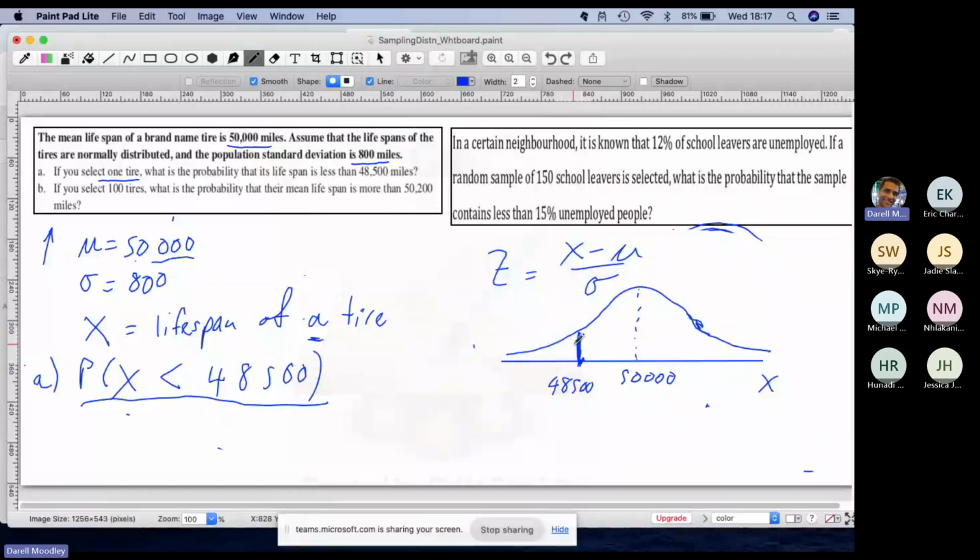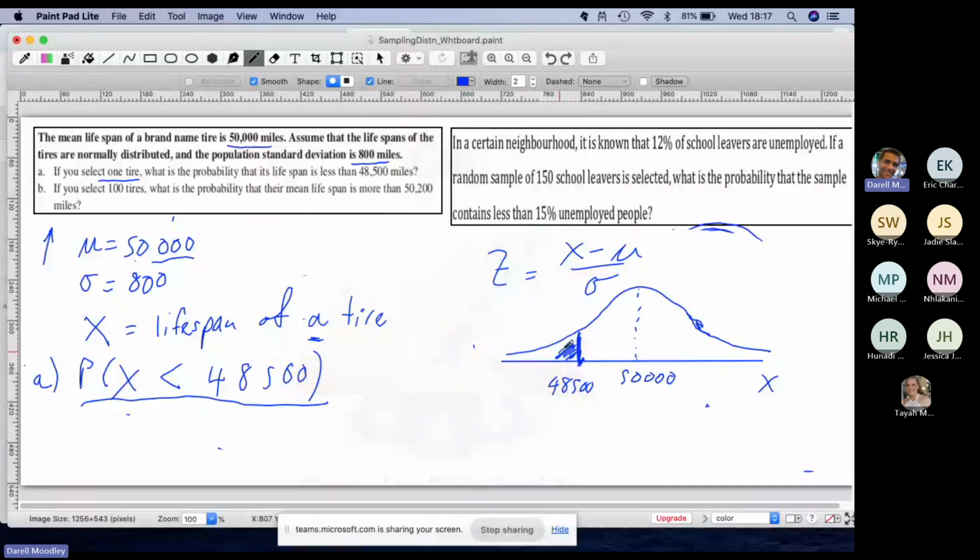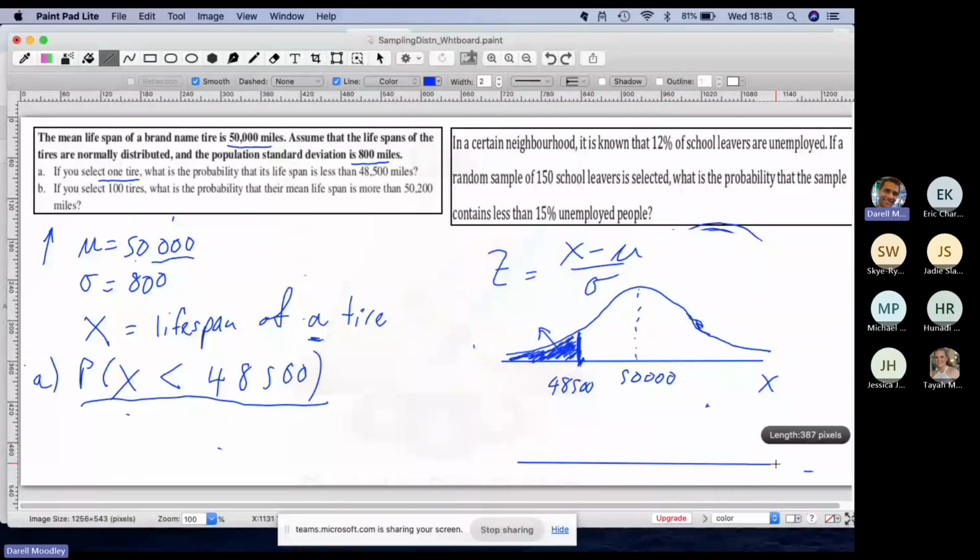So there's your 48,500. To find that probability, we have to work out this area here. This is what we did last week. Nothing new. They want us to work out this area, and if you work out this area, you'll get your answer. And how we do that is we need to convert this to Z and use the table in the back of our book.